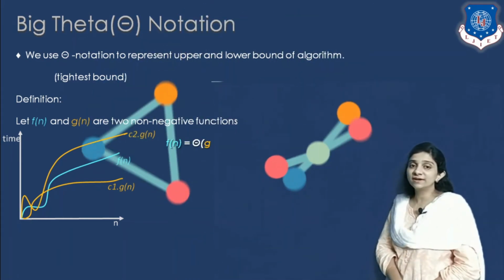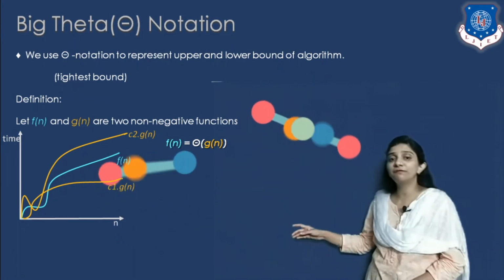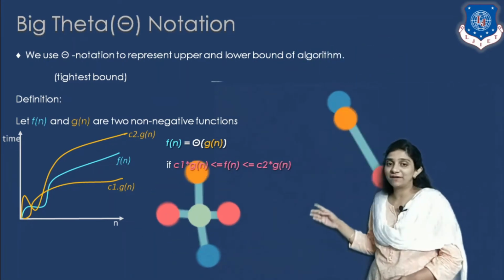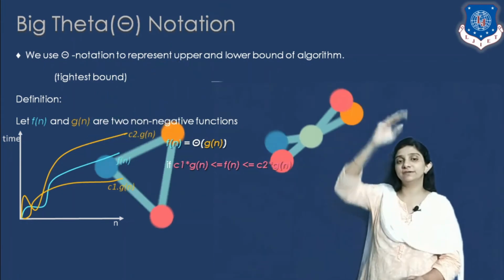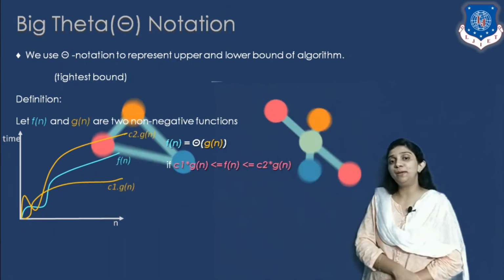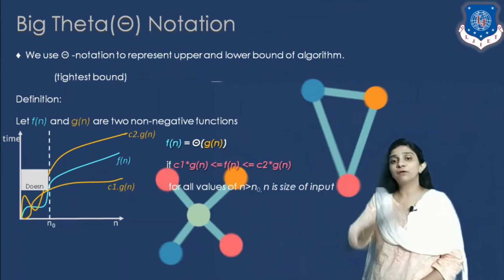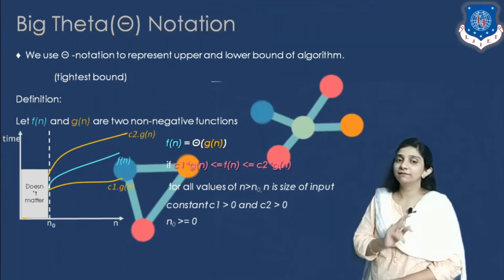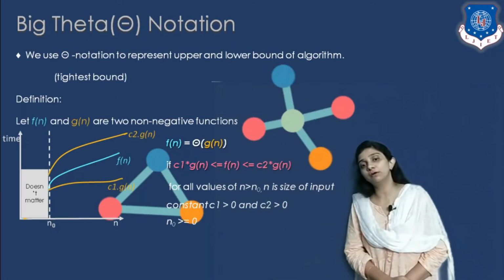So it is written as f of n is in theta of g of n only when c1 g of n is less than f of n and f of n is less than c2 g of n. So this relationship should be maintained. If this relationship is maintained for all values of n greater than n naught, then we say that f of n is in big theta of g of n.